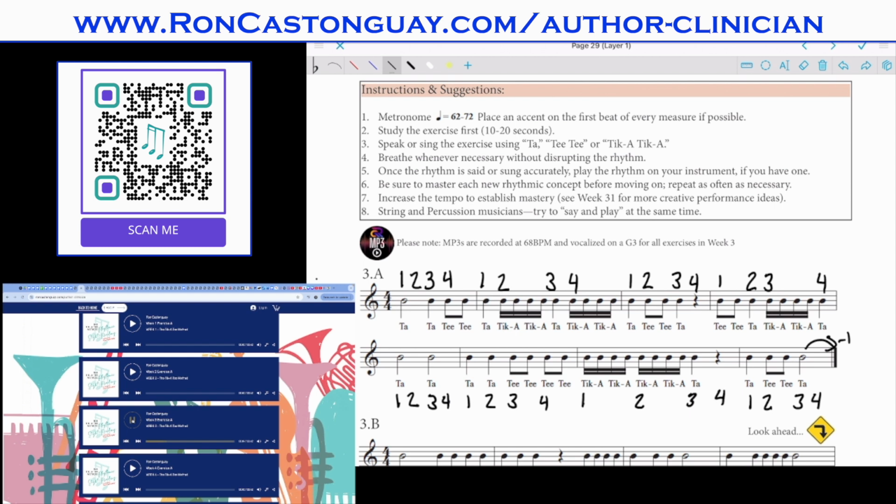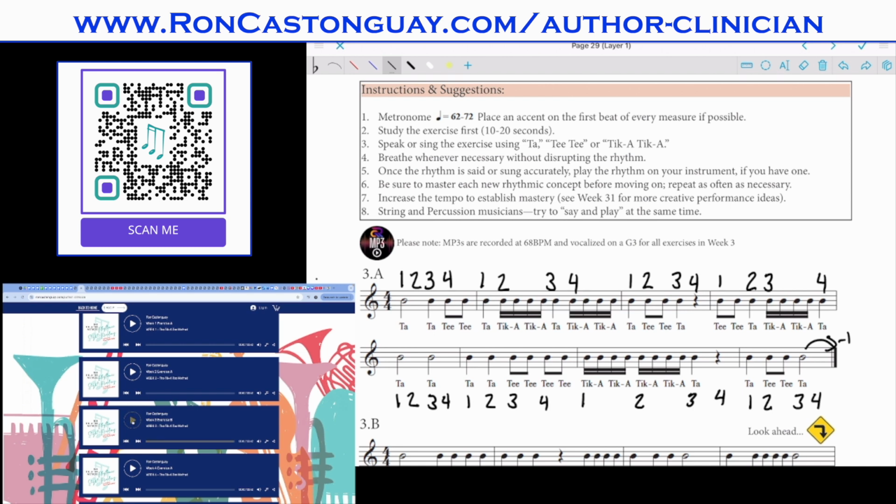One, 2, 3, 4. Ta, ta, tee, tee, ta, Tik-A Tik-A ta, Tik-A Tik-A ta, tee, tee, ta. Tee, tee, ta, Tik-A Tik-A ta, ta, ta. Ta, ta, tee, tee, tee, tee, Tik-A Tik-A Tik-A Tik-A ta. Ta, tee, tee, ta.